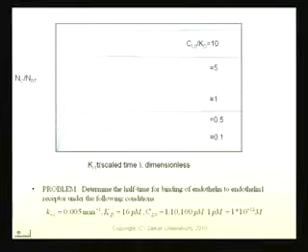So, determine the half-time for binding of endothelin to endothelin 1 receptor under the following conditions. K minus 1 equals 0.005 minute inverse, Kd equals 16 picomolar, Cl naught equals 1, 10 and 100 picomolar. So, these are different values, and I want you to do it for these different values, where 1 picomolar is defined as 1 into 10 to the minus 12 molar.